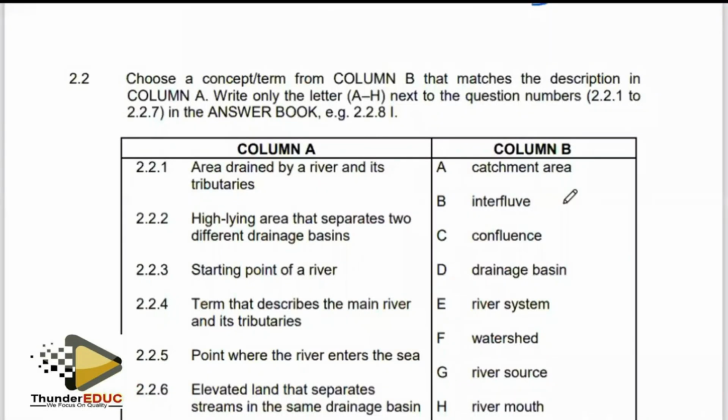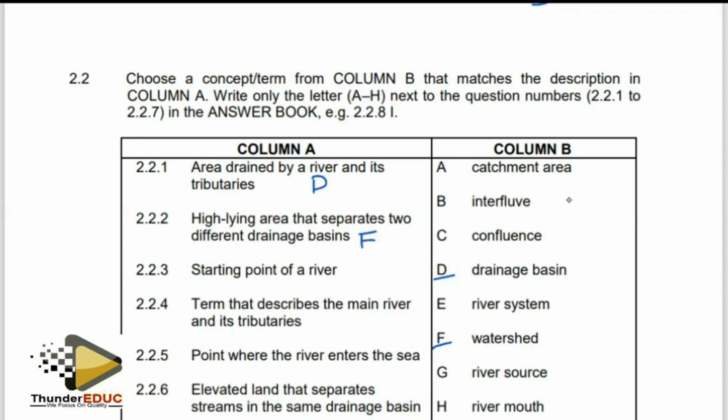Okay, question 2.2. They say choose a concept from column B that matches this description in column A. Area drained by a river and its tributaries. That will be a drainage basin, so number D. Number 2.2.2. A high-lying area that separates two different drainage basins. That will be a watershed, which is F.